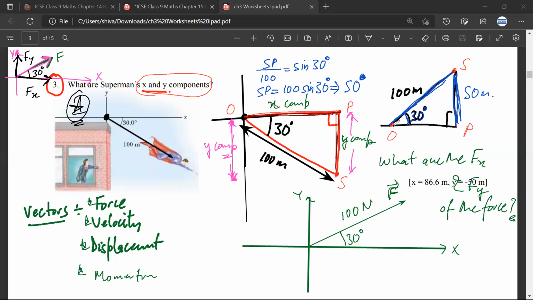And similarly, this part OP upon 100 would be equal to cos 30. Is it making sense? So OP would be equal to cos 30 into 100. Can you tell me what is the value of this cos 30 into 100?